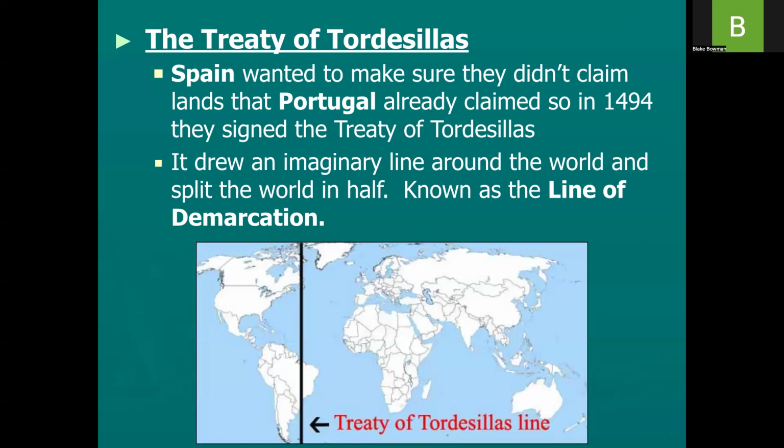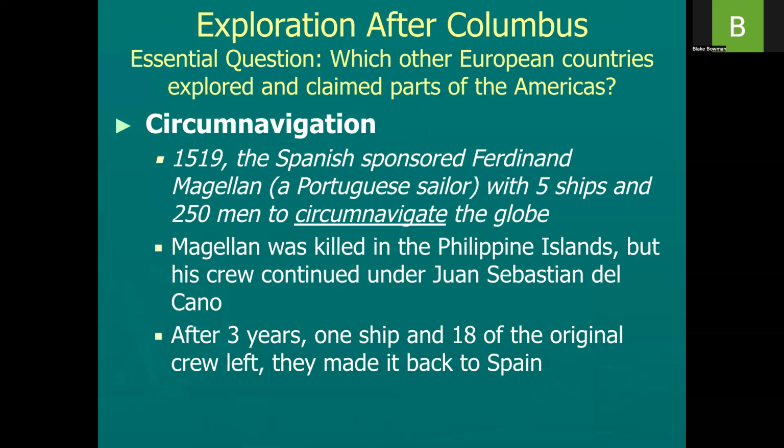So this Treaty of Tordesillas sets out the line of demarcation. Anything east of that line is the old world, which is going to be used for Portugal. They can establish trade routes this way. Anything west is Spain's. Okay? Good? All right. So again, hopefully you guys are filling out that chart as we go through it.